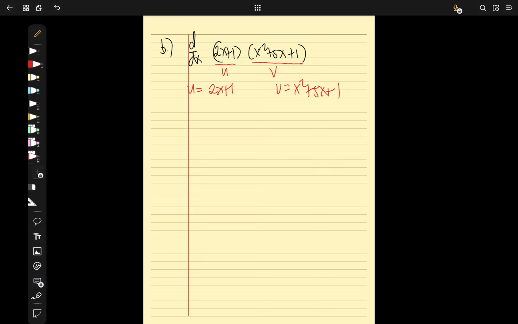But kung gusto mong gawin itong v, ito yung gusto mong gawing u, is also okay. Walang problema doon. So, since I choose this to be u, I need to have du. So, the derivative of 2x is 2, derivative of 1 is 0. Okay? So, the derivative of v is, derivative of x squared, 2x, derivative of 5x with respect to x is 5, derivative of 1 is 0. So, I have now the 4 pieces na kailangan ko.